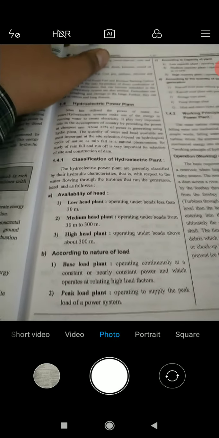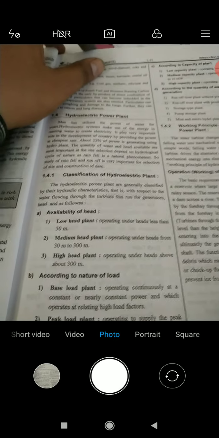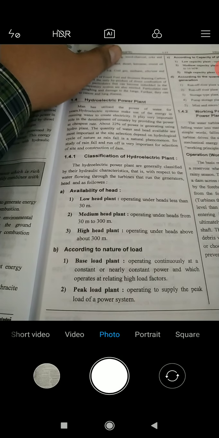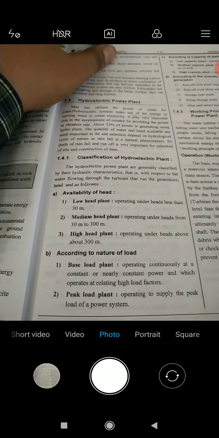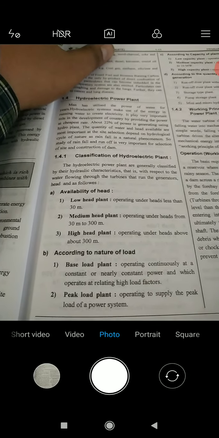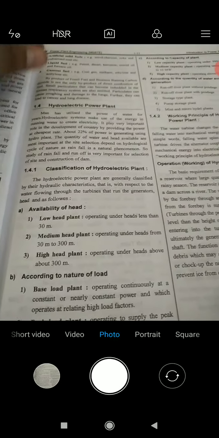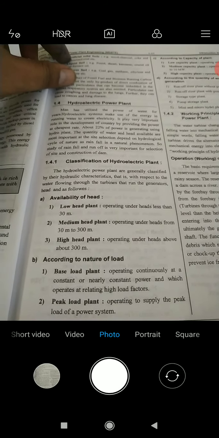And according to nature of load, there are two types: base load plant and peak load plant. First we will study the base load plant, operating continuously at a constant or nearly constant power, which operates at relatively high load factors. Peak load plant operates to supply the peak load of a power system.